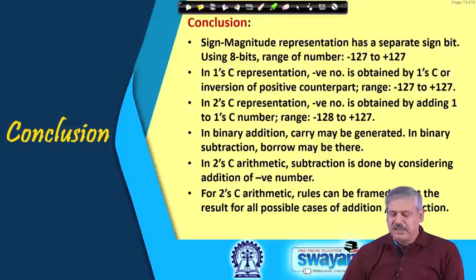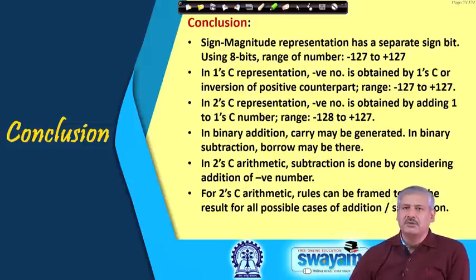When we perform binary addition, carry may be generated, and in binary subtraction, borrow may be there. These are similar to decimal addition and subtraction, but here we are doing it with base 2. In 2's complement arithmetic, subtraction is done by considering addition of negative numbers. So, first we convert the number in the subtrahend to a negative number by taking its 2's complement, then we add it with the minuend.